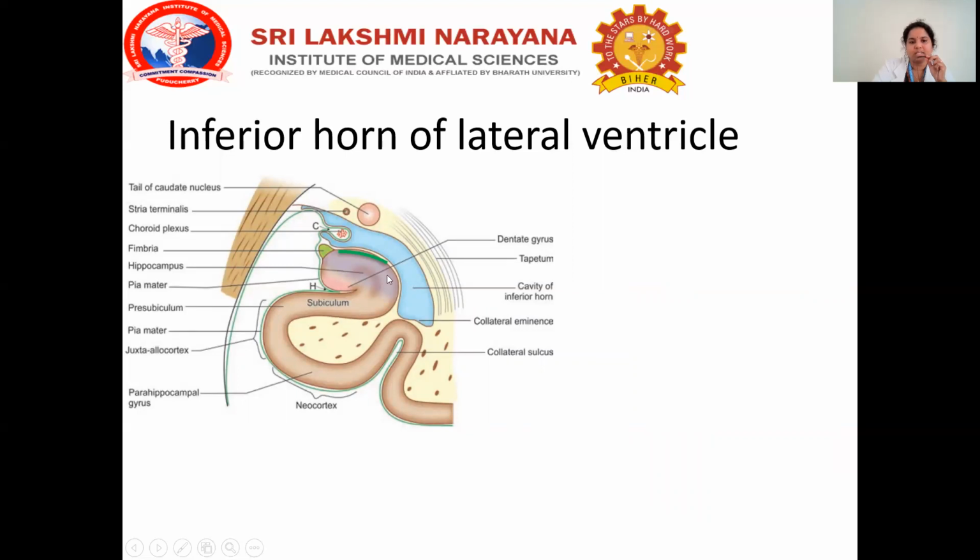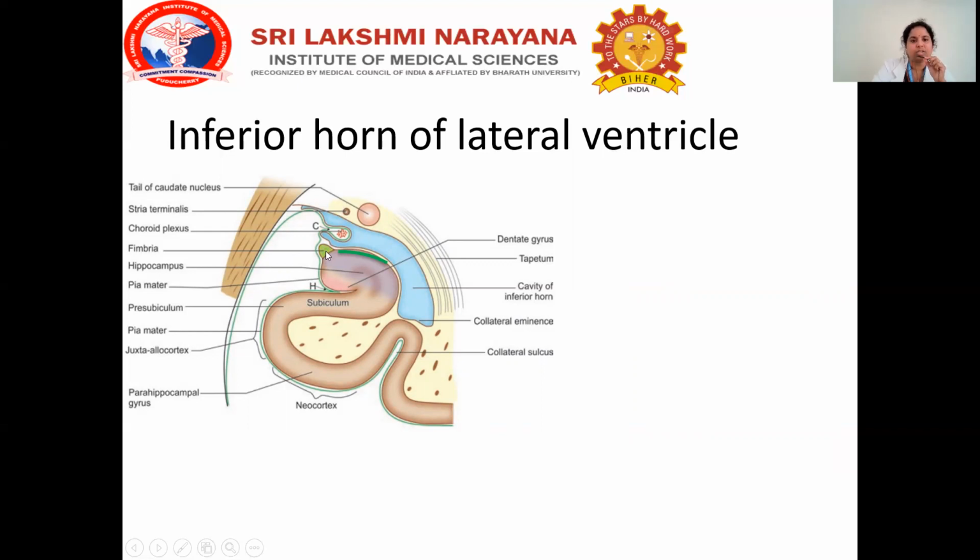The hippocampus is covered by efferent fibers arising from the hippocampus called alveus. Alveus converge medially to form a wing-like structure called fimbriae. All these fimbriae converge to form the fornix.